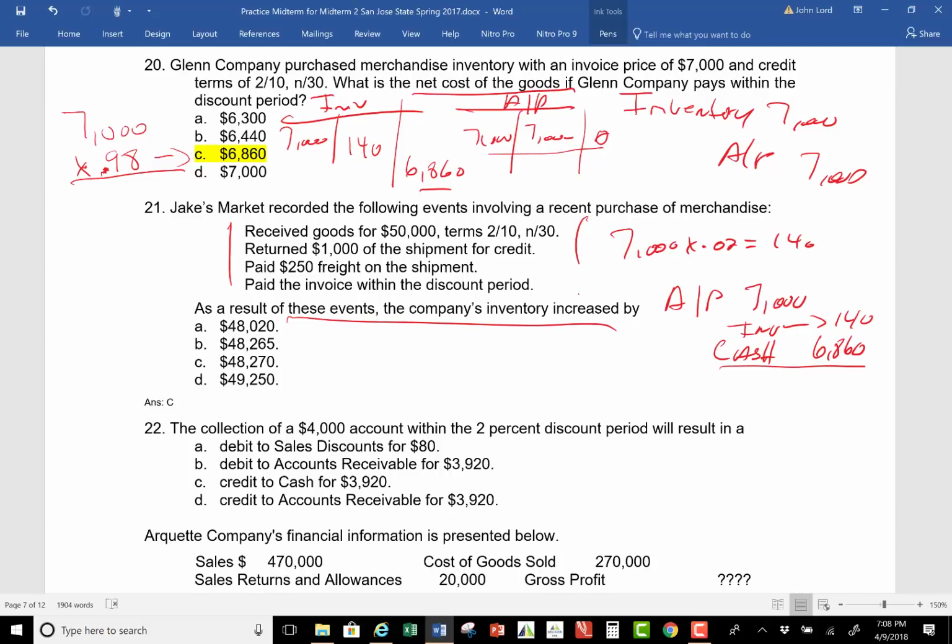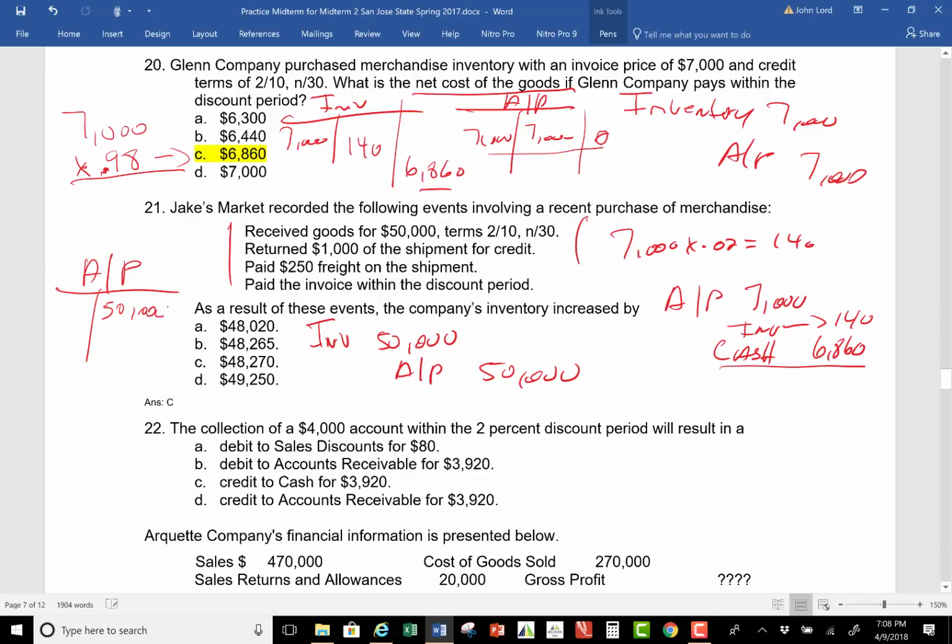So we received goods for 50,000, so we're going to debit inventory for 50,000 and credit the accounts payable for 50,000, right? And we're just going to go ahead and tee those up. Accounts payable 50,000. I'll do inventory over here. Inventory debit 50,000. Good. Okay, then what?